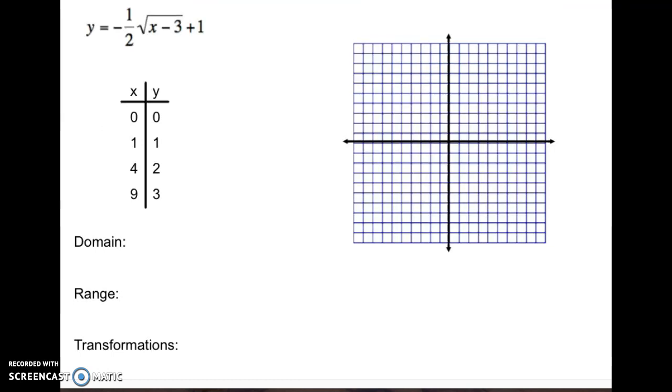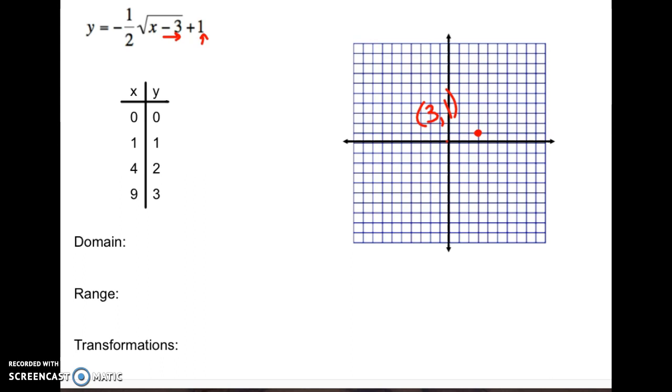Let's try another one similar to that. We start with our vertex first, and we know that we're going to go right 3 and up 1 from the origin, right 3, up 1. So that gives us the vertex 3, 1. A lot of times from there I go right to my domain and fill it in, but let's just hold up a second and see what that negative half does to things.